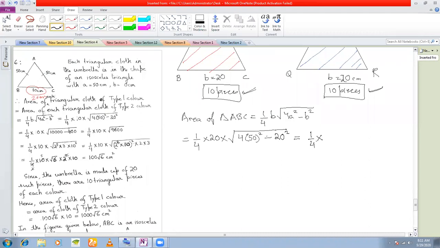Now here also I think I have made a mistake. That is, I have taken 10 here. Okay, it should be 20. This one. This should be 20.